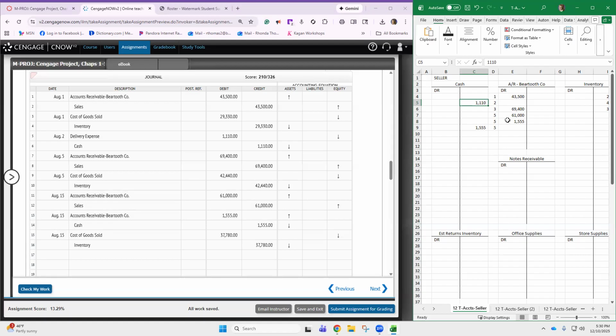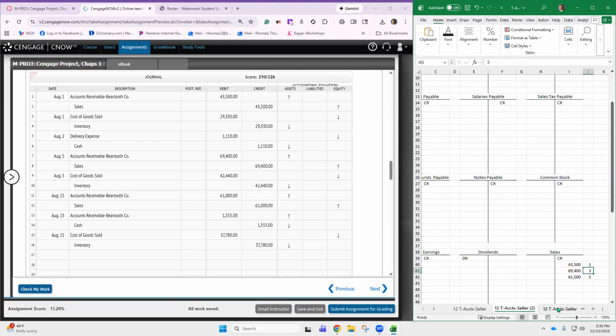Okay, and then I debited the AR for Beartooth of $1,555 for the freight. And then I credited cash $1,555 for the check I sent with the freight driver. And then we're putting in the cost of goods sold, $37,780, and making inventory go down.